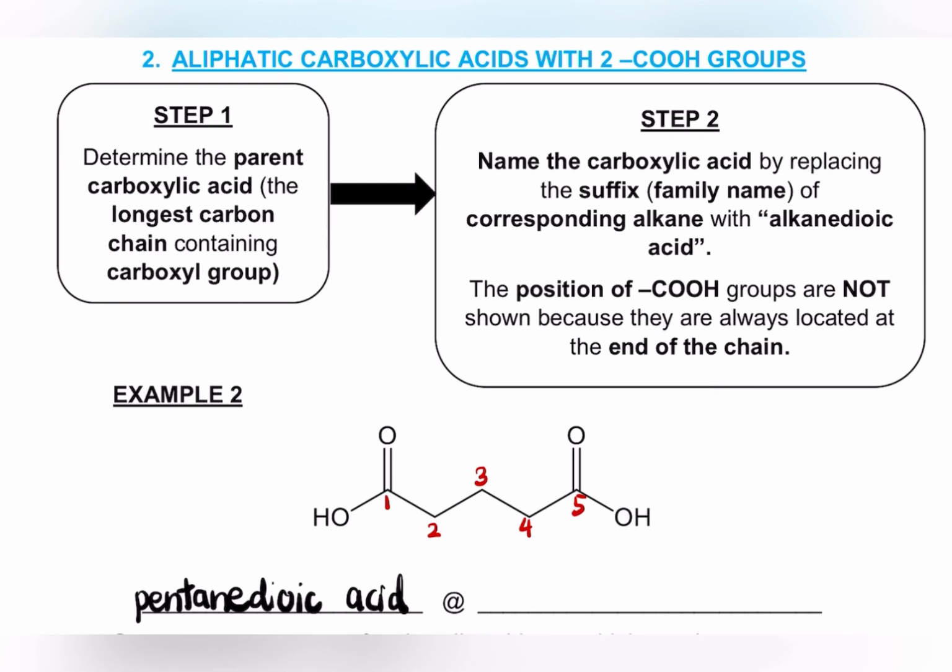Or if you want to give another style for the naming, you can write the position of your carboxyl group which are at first carbon and at the fifth carbon. So I'm going to write down 1,5 dash, and you can give your naming for your alkane, pentane dioic acid. Make sure there is a space between dioic and acid, a space here. So this is the naming for example 2.